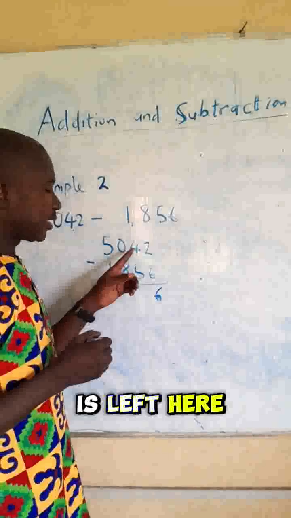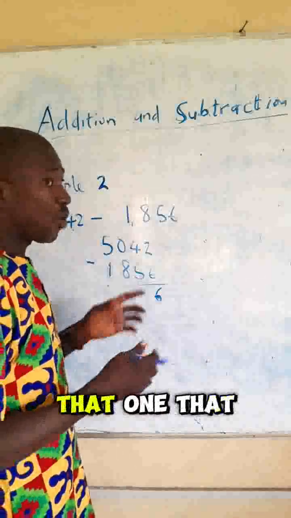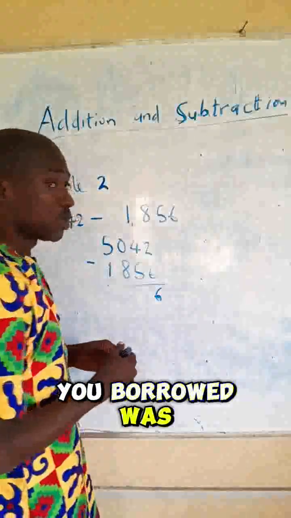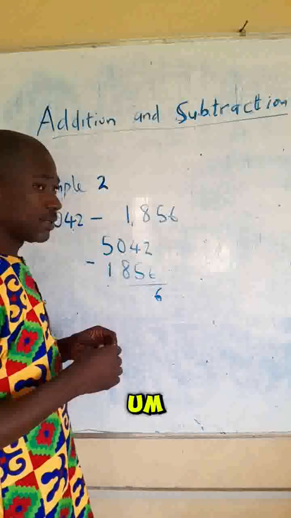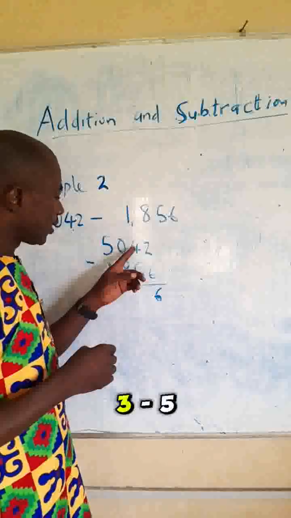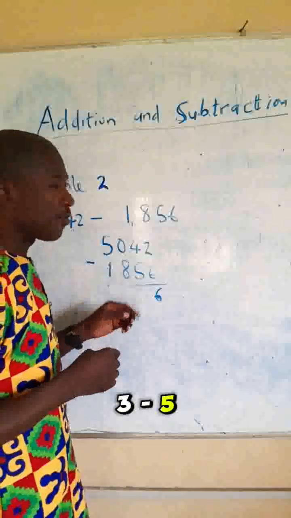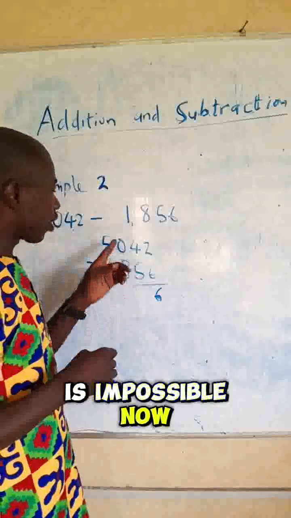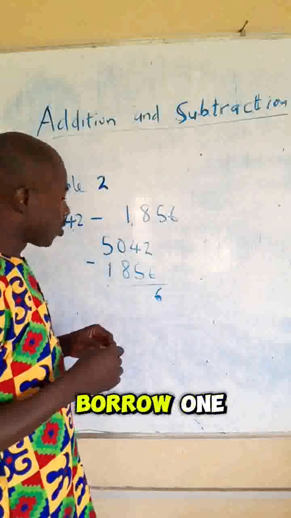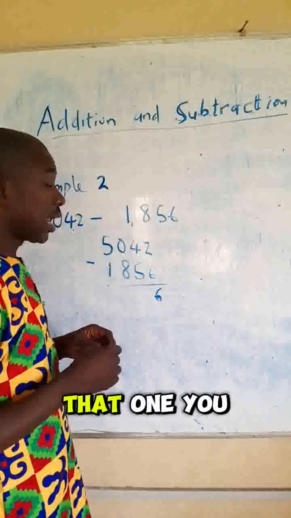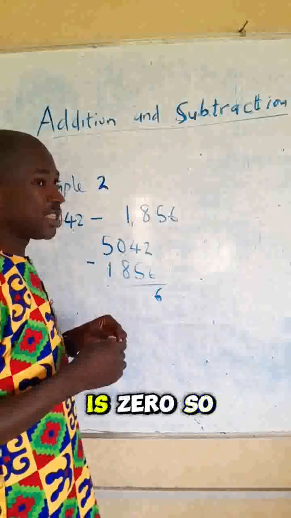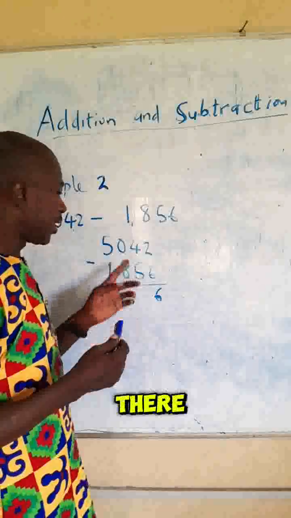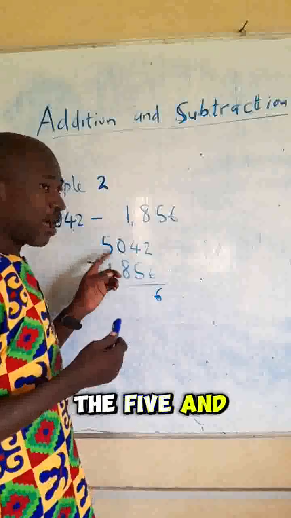Now what is left here? 3. You've already borrowed 1. That 1 that you actually borrowed was 10. So what is left here now is 3. So 3 minus 5 is impossible. Now you come to this place to borrow 1. That 1 you actually borrow is 10. If you come here, you see there is 0. So there's no number there. So you go to the 5 and borrow.